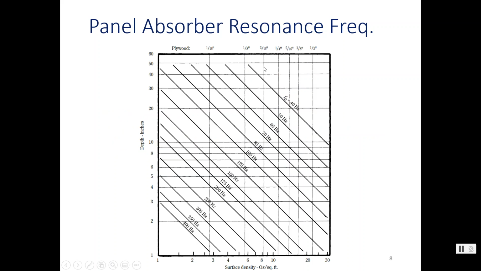There are also figures like these. The x-axis has to do with that surface density, or sometimes called surface weight. Down here we have it just in ounces per square foot. But up here, plywood is probably the most common material that might be used here, so they have these lines that correspond to standard plywood thicknesses. Our y-axis is the depth of that cavity behind.